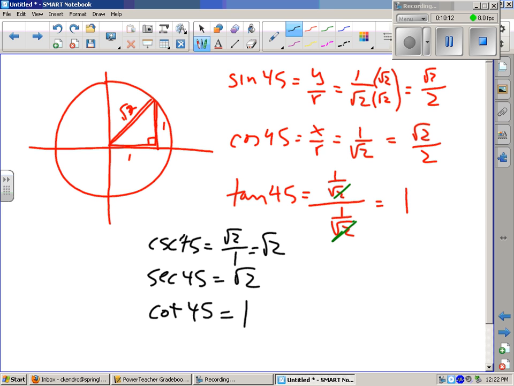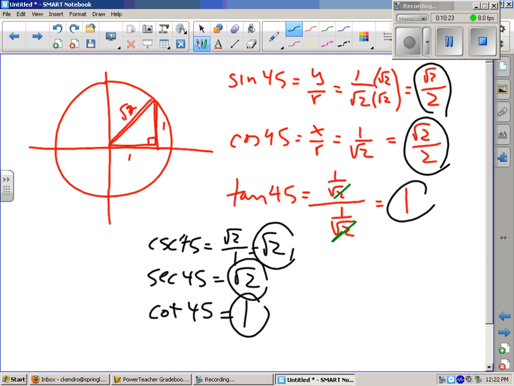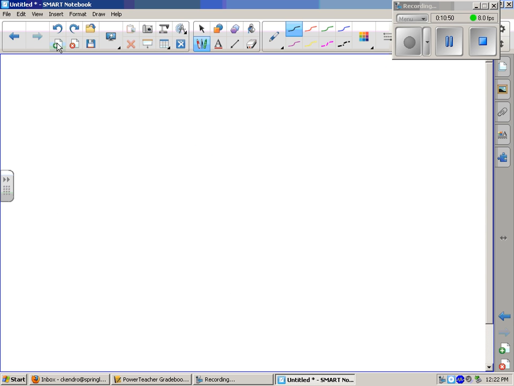So anytime you have a 30, 60, 90, or a 45, 45, 90, these are the answers you're going to get. You're always going to get root 2's, you're always going to get 1's for these, root 2 over 2's, root 2 over 2's. The only difference is maybe if I'm in the second quadrant, I have a negative here on the x-axis. So that means x over r is going to be negative 1 over root 2, so I would get negative root 2 over 2. So the only difference is depending on what quadrant you're in, the sign is going to change, the plus or minus sign.